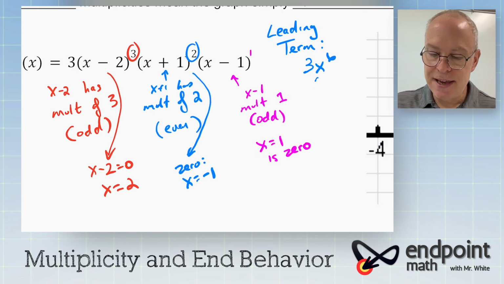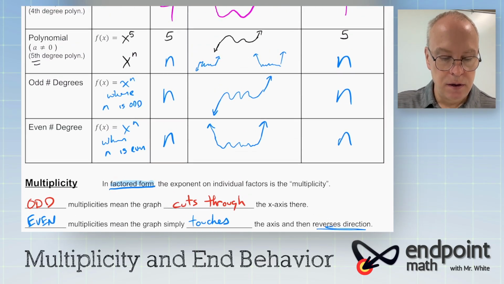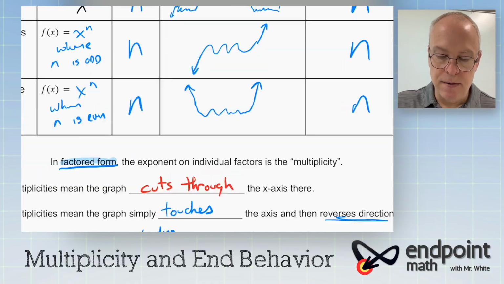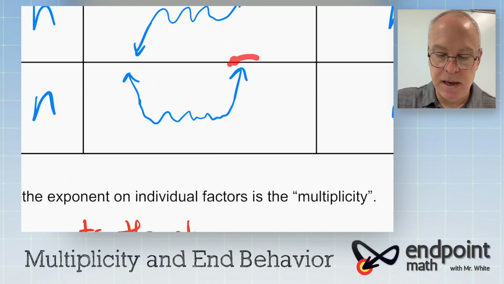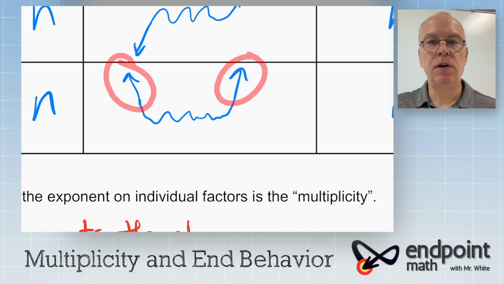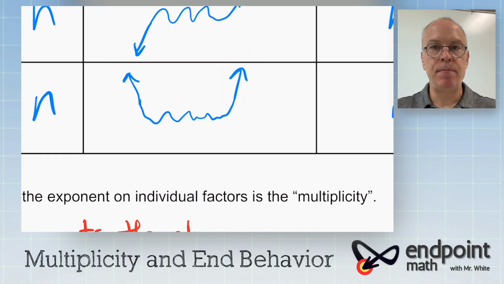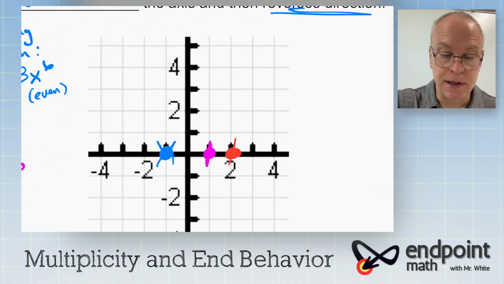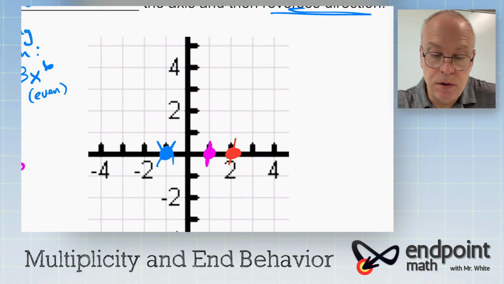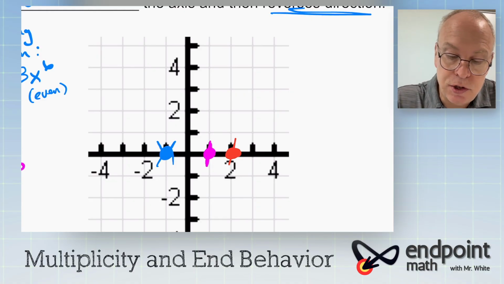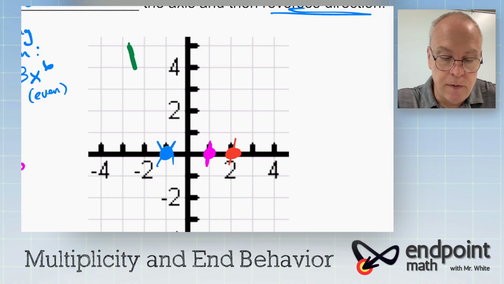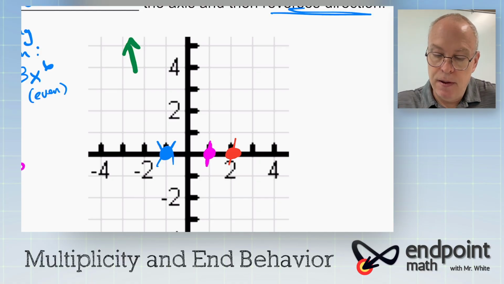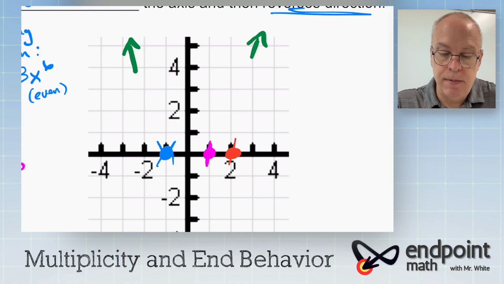All right, well, that's an even degree, isn't it? And then we said up here, even degrees do what? They do this. Even degrees, like parabolas, go up unless they're flipped over. They go up on both sides. So that's going to help us a lot, folks. I'm going to do this in, well, what color haven't I used? Let's use green. All right, so over here it's going to be going up, and over here it's going to be going up.